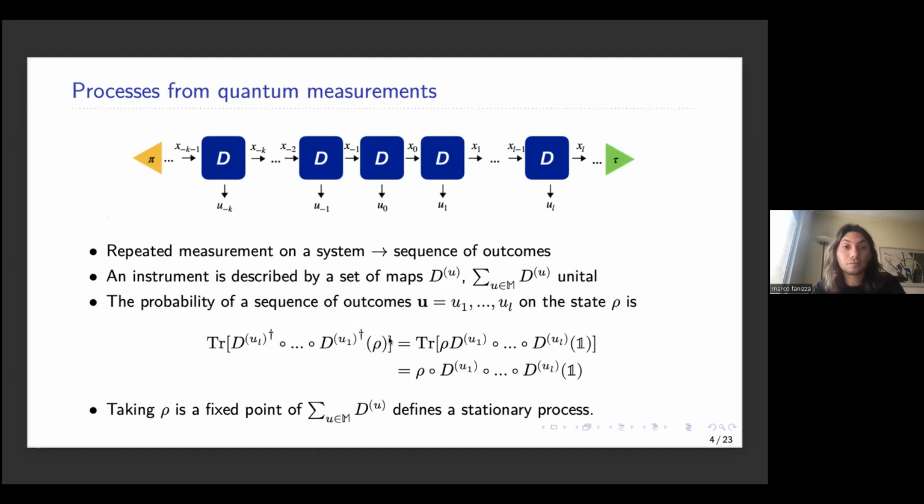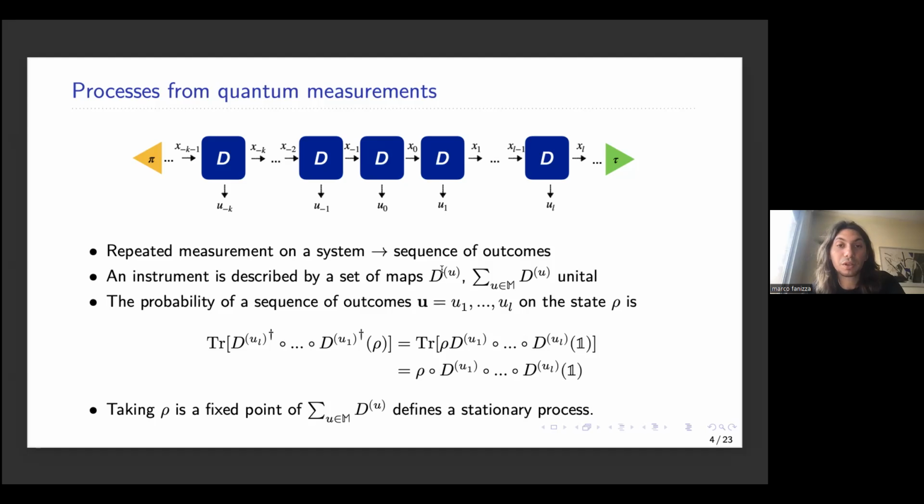A very simple and probably familiar example of how to get a stationary stochastic process is to consider repeated quantum measurements on a system with the same instrument. Here, an instrument is described by a set of maps, such that their sum is unital, and the probability of a sequence of outcomes u on the state rho can be computed by the appropriate Born rule. Going to the Heisenberg picture, we can rewrite this with this notation, which is convenient since we can read the word from left to right. And taking rho to be a fixed point of the sum of the maps, this probability defines a stationary process.